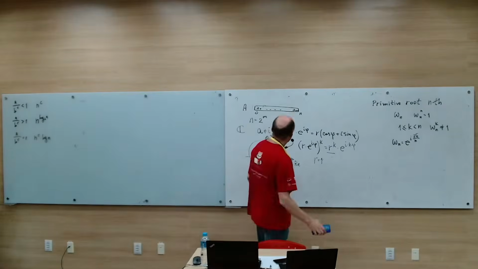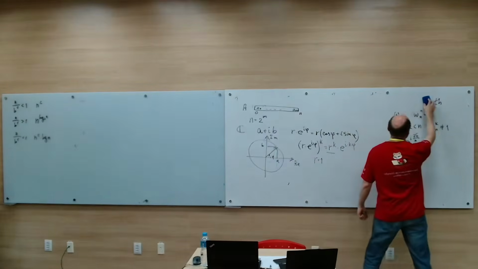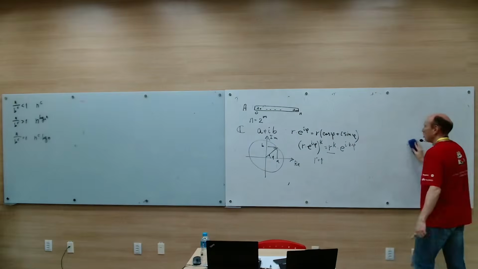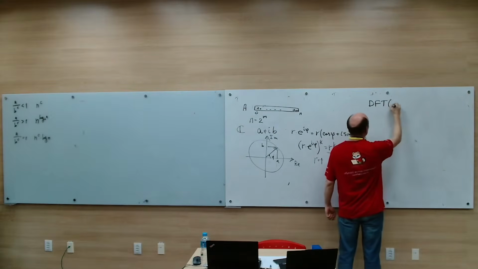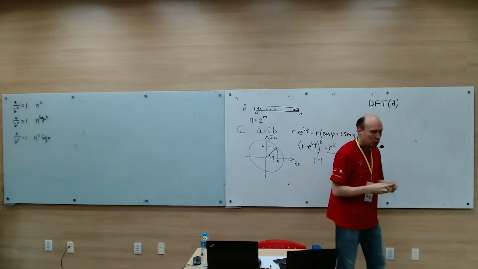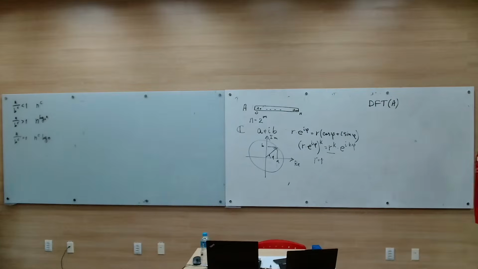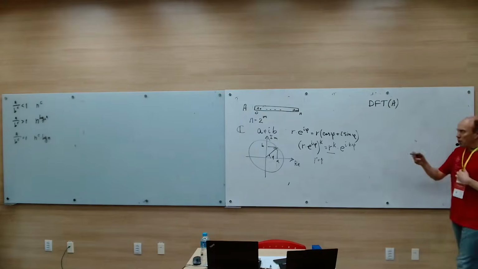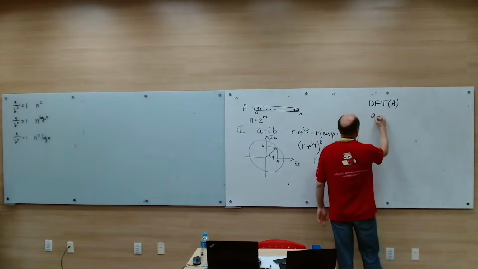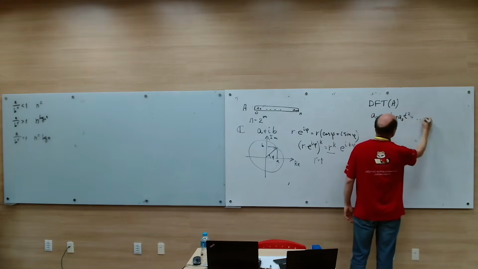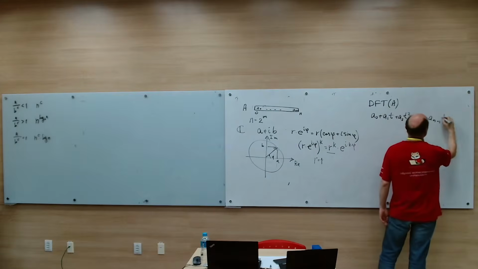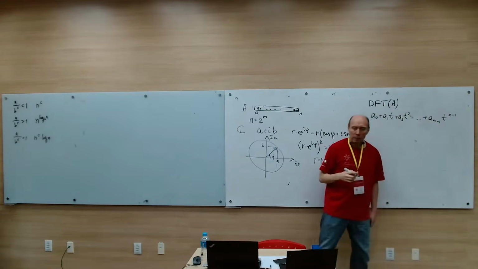Okay, so what is a discrete Fourier transform, DFT? Let's consider our array A as the coefficients of a polynomial, and the variable we will use the name t, so it's a0 plus a1 t plus a2 t squared, up to a n minus 1 t to the power of n minus 1.